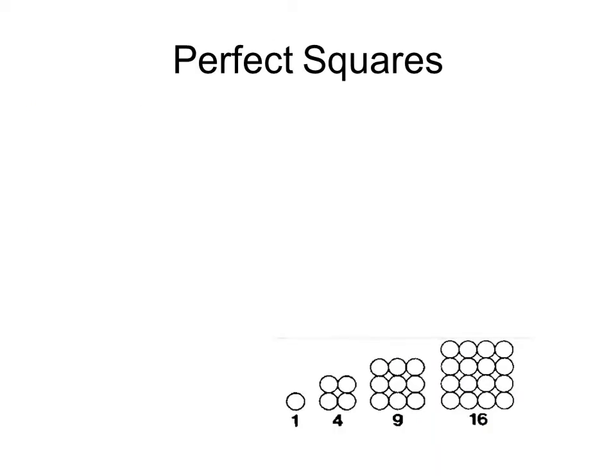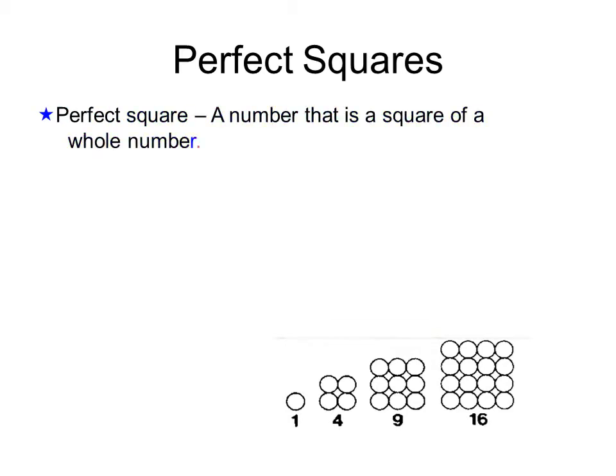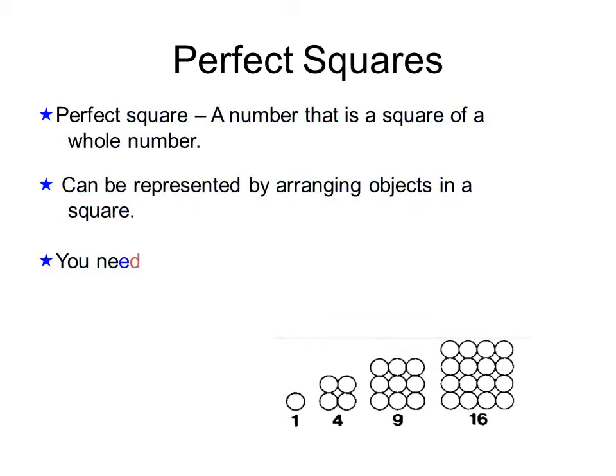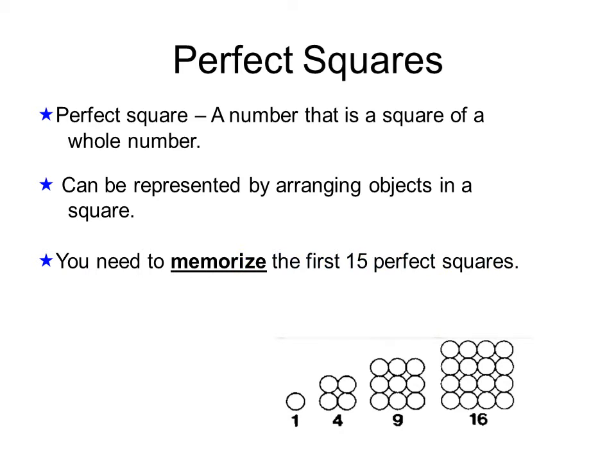Now, perfect squares. A perfect square is a number that is the square of a whole number. It can be written by arranging objects into a square. You'll need to memorize the first 15 perfect squares. 1, 4, 9, 16. Why are these numbers perfect squares?